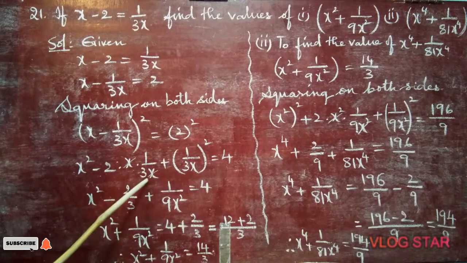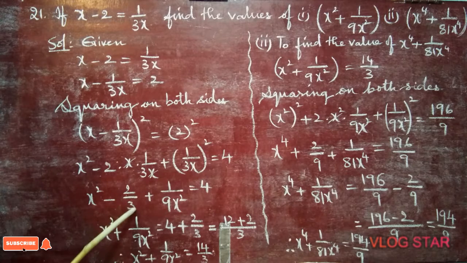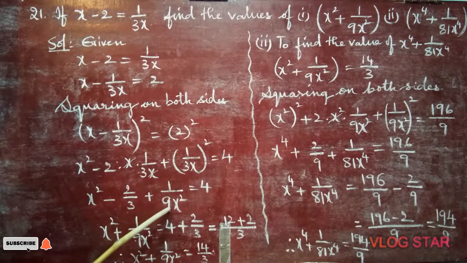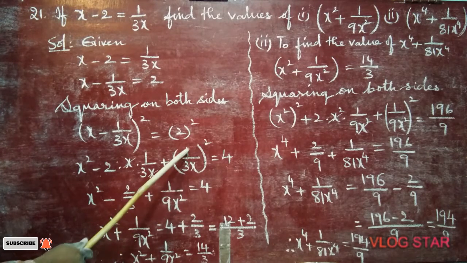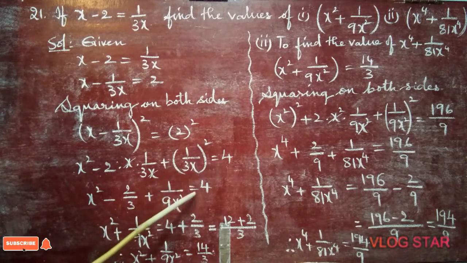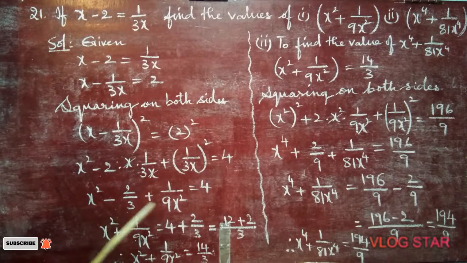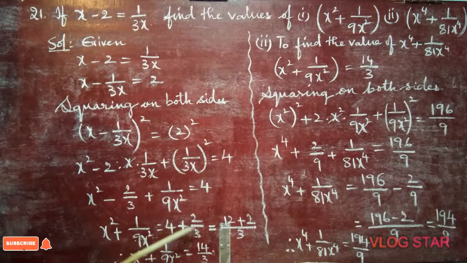Now here x and x get cancelled because numerator and denominator. x² − 2/3 is left: 2 ones are 2 and denominator 3 is there. Plus 1/(9x²), because 1 square means 1, and (3x)² means 9x², = 4. Now variables one side, take −2/3 from the left side to the right side. x² + 1/(9x²) = 4 + 2/3. Now 3 is the LCM. 3 fours are 12, 12 + 2. Therefore the value of x² + 1/(9x²) is 14/3.